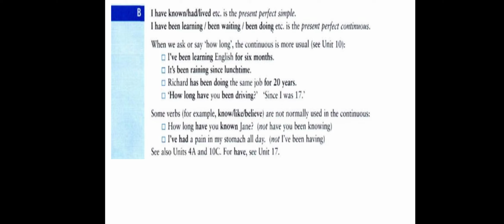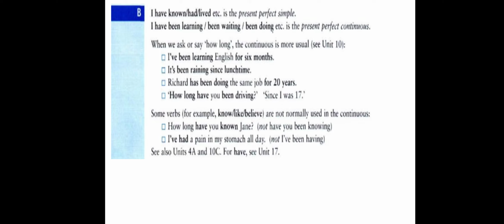Number B: I have known, I have had, I have lived. It means subject plus have plus past participle: known, had and lived. This is the form of the present perfect simple. I have been learning, I have been waiting, I have been doing. It means subject plus have plus been plus verb plus ing. And this is the form of the present perfect continuous.